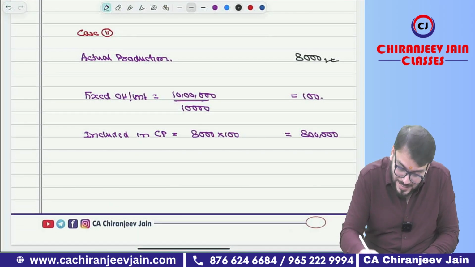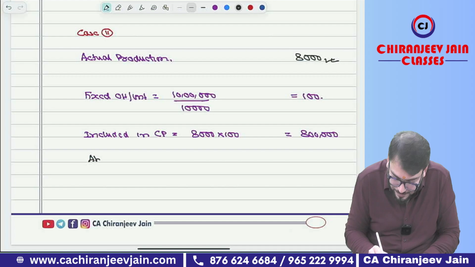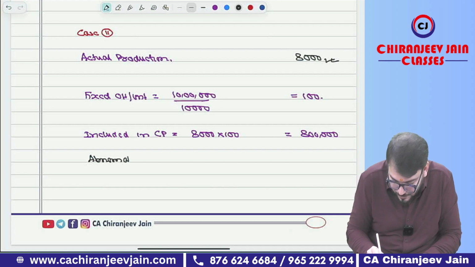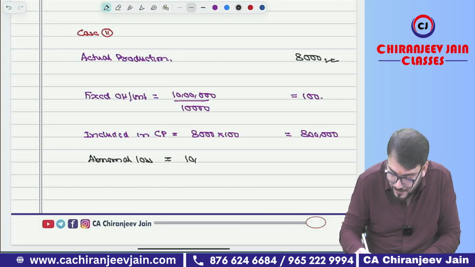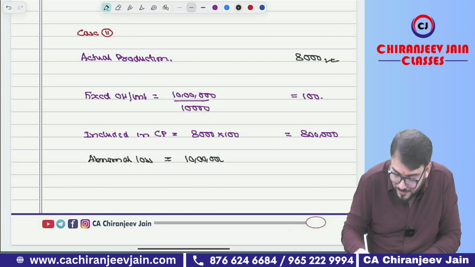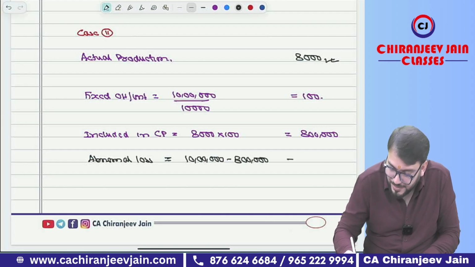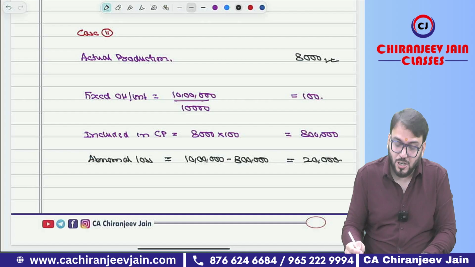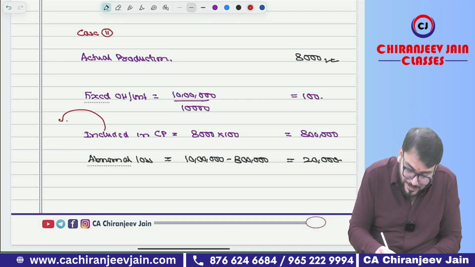So in these, abnormal loss will be how much? Abnormal loss will be 2 lakh. How much can be recovered from the customer? 8 lakh, and 2 lakh will be charged to PL account. Got this point? Means included in the cost price means recovered.